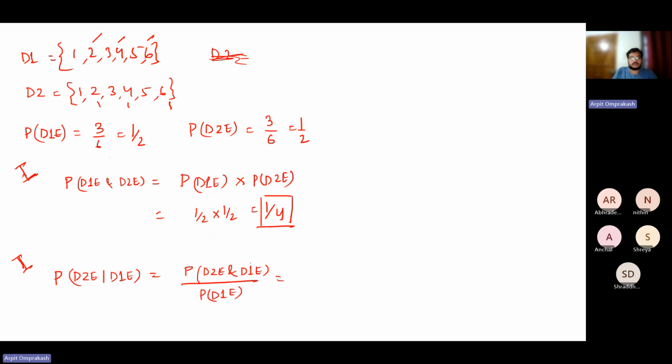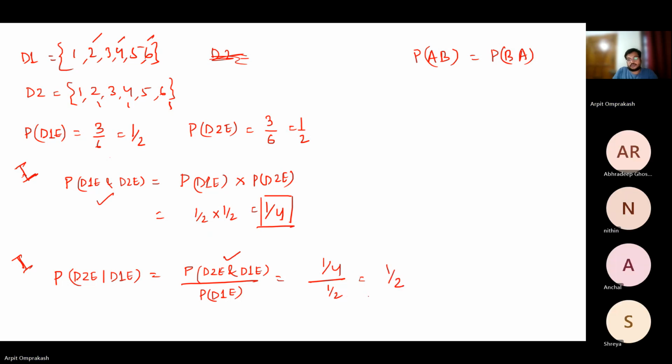Right. So this we just calculated. We know that the probability of A and B happening is the same as the probability of B and A happening. So basically these two probabilities, this one and this one, are the same. So it will be 1 by 4 divided by the probability that dice 1 is even, which is 1 by 2, which turns out to be 1 by 2. Right. So for our second half, the answer is 1 by 2.